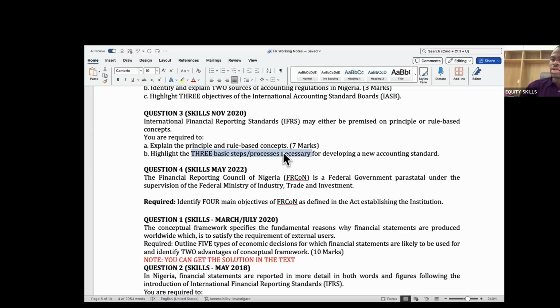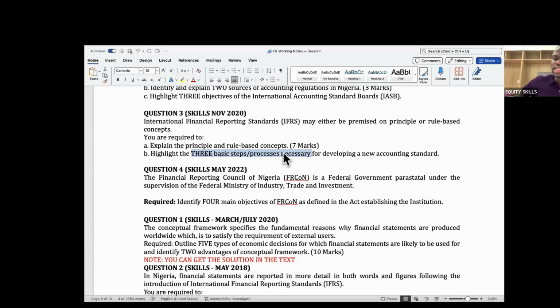Step 1, I told you about agenda consultation, where we would identify accounting problems and document them in a work plan. Step 2, I talked about research program, where we would identify whether those problems actually exist and whether we can provide solutions for them. And all these findings will be documented in a discussion paper, which we are going to send out to the public for opinions and comments.